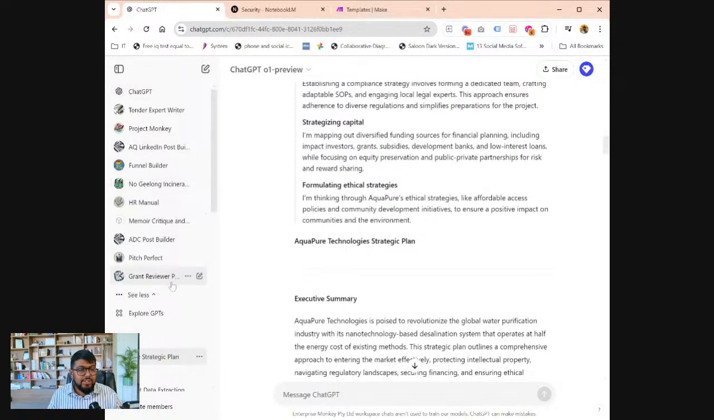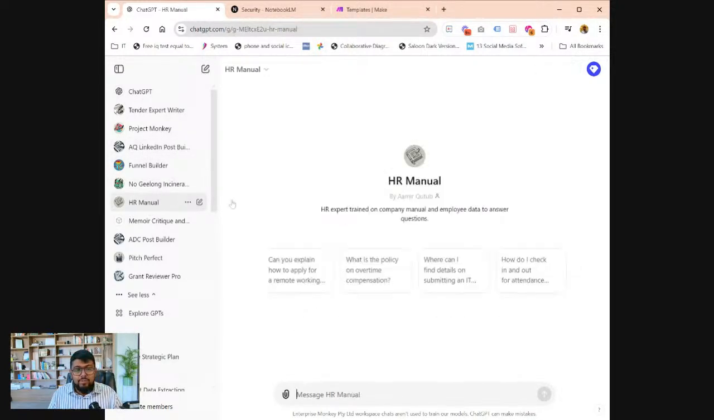So what is a custom GPT? Basically, there's a capability in ChatGPT that lets you create your own custom GPTs, where you can train them for a particular purpose or a particular organization. I think I'll demonstrate them so that it's easier for you to understand. One of the custom GPTs that we have created for our organization is called HR Manual.